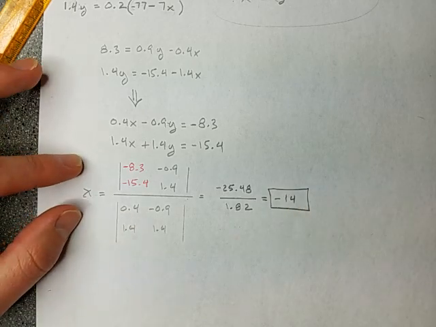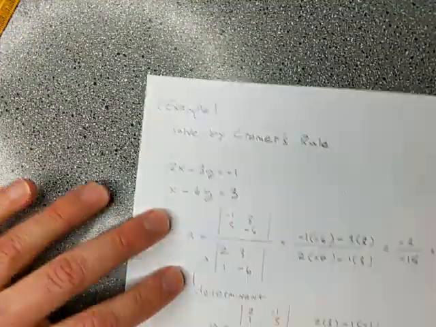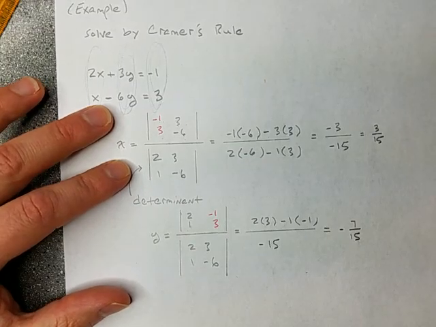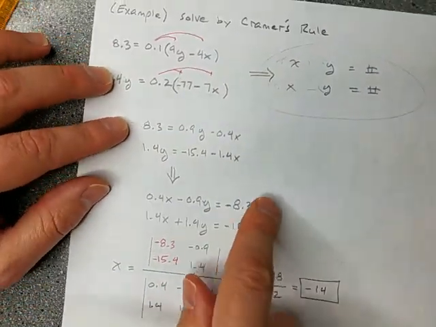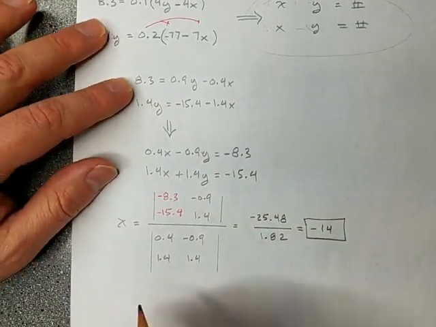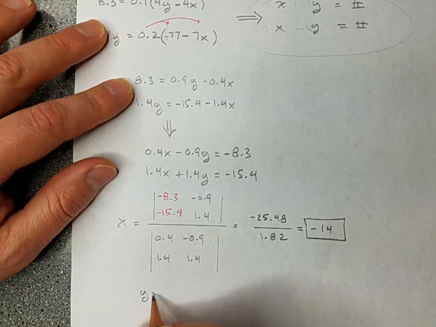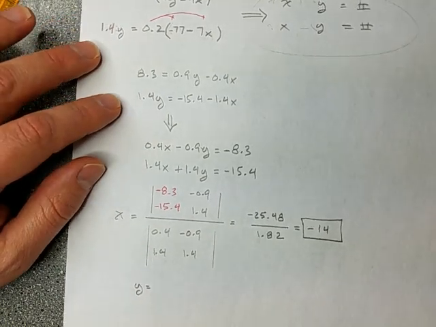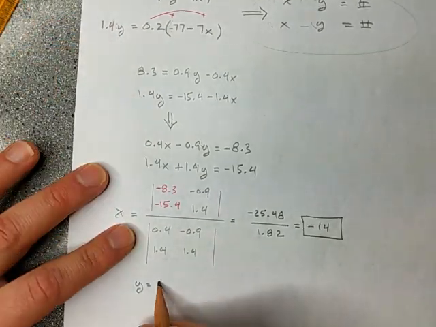Now, the y wouldn't be any different than it was for this problem. Same pattern, same everything. We just had to get it to this point, all right? Once we got there, we can use Cramer's rule. So I'd like you to try to do the y yourself, and if you get it, then that's good. You should get 3, okay?